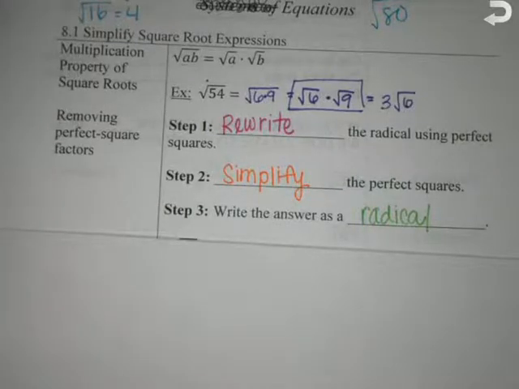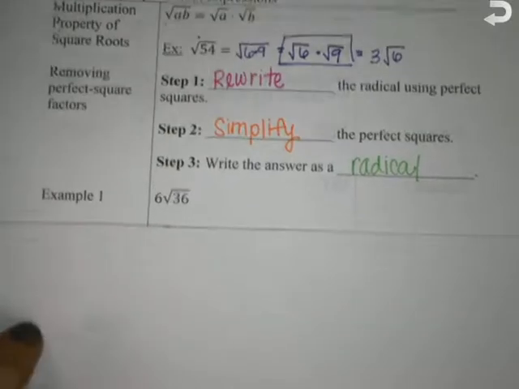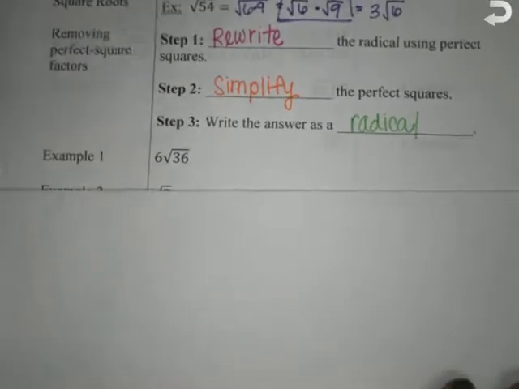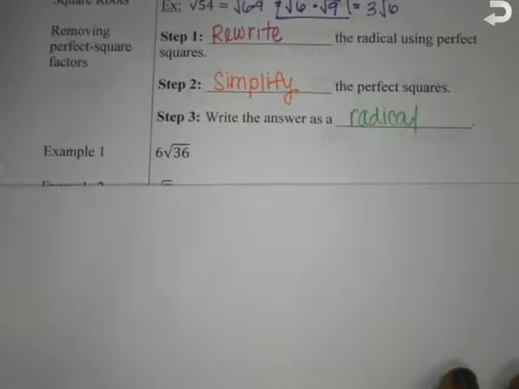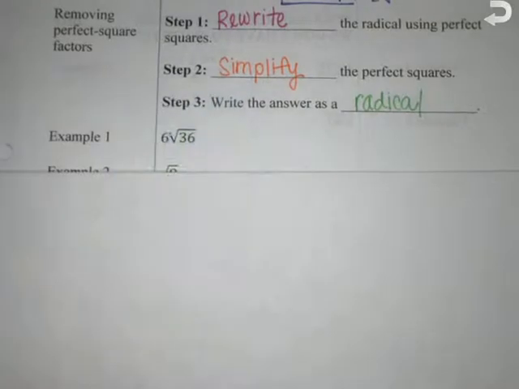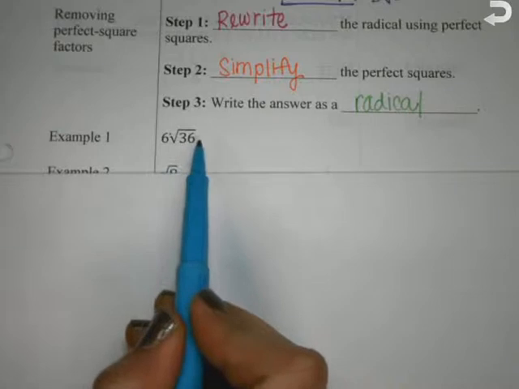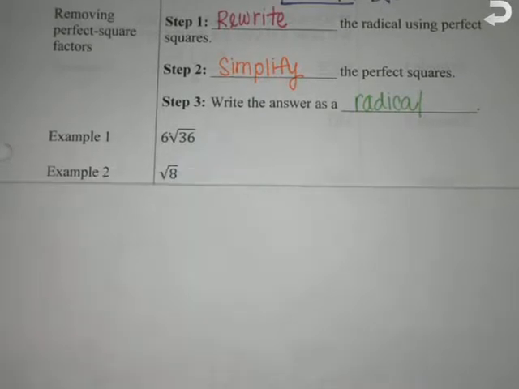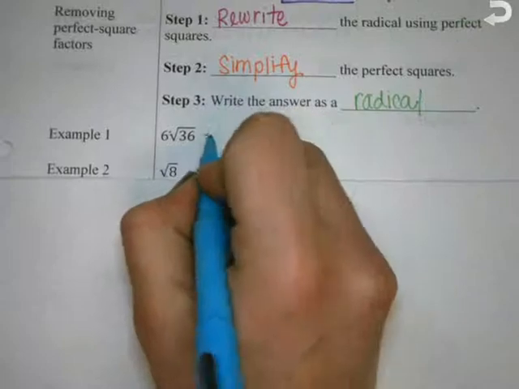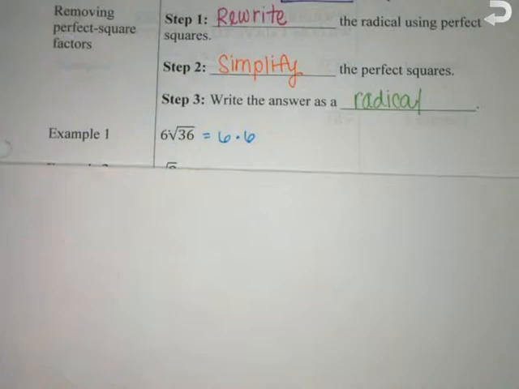So, let's look at example 1. For example 1, I have 6 square root of 36. If I have the 6 outside of the square root, that means it's being multiplied. So this is the same as 6 times square root of 36. Everybody okay with that? So all you're doing is times. Good. What's the square root of 36? 6. So let's rewrite this as 6 times 6. So what's my answer? 36.